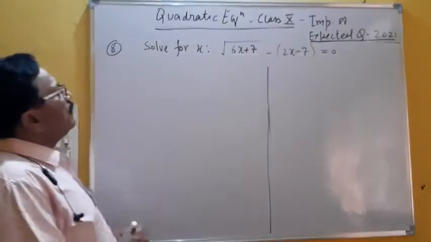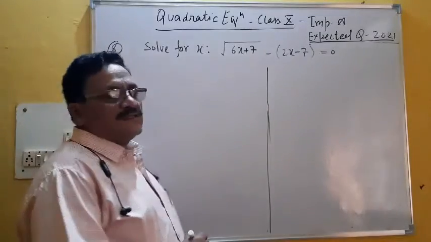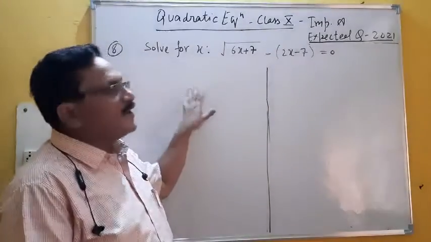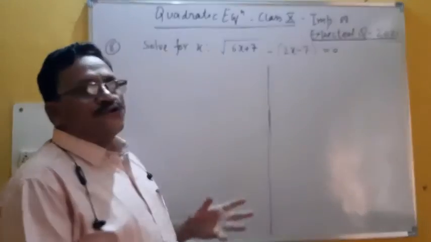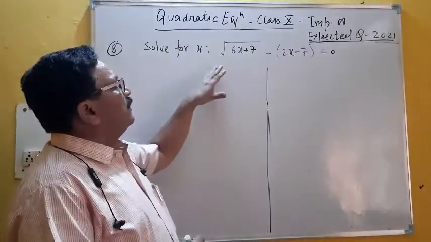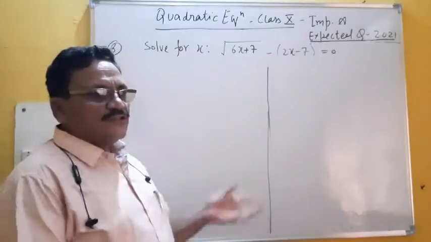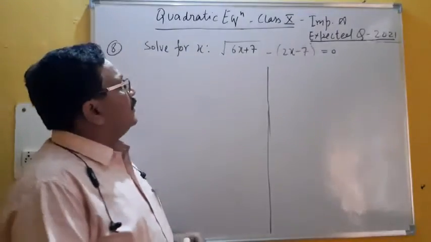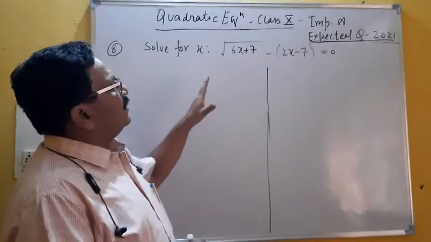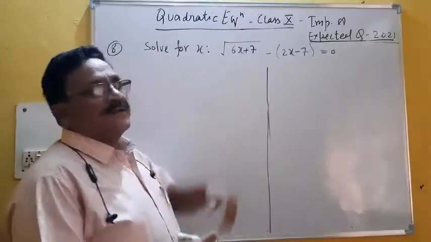So now see, solve for x: √(6x + 7) − (2x − 7) = 0. This question was already asked in the board exam. How to solve? If you find that it is not given in quadratic form, first you have to convert it to quadratic form. So now what to do? How can you remove this square root sign?